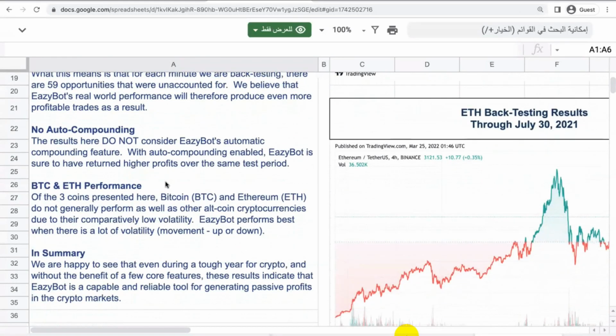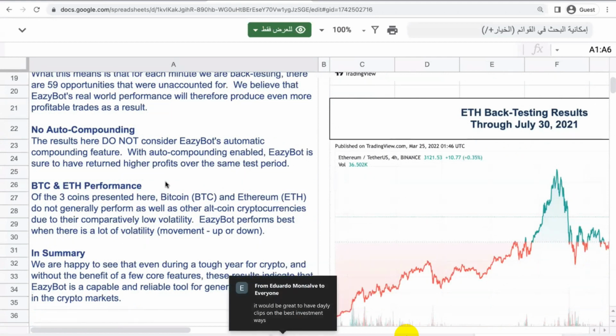Second thing, auto compounding. We talked about auto compounding in the presentation, an absolutely enormous feature in Eazybot. These backtesting results do not take into consideration auto compounding. They're literally just taking the profit on each closed trade with no consideration for compounding those profits. So the results here don't consider that.